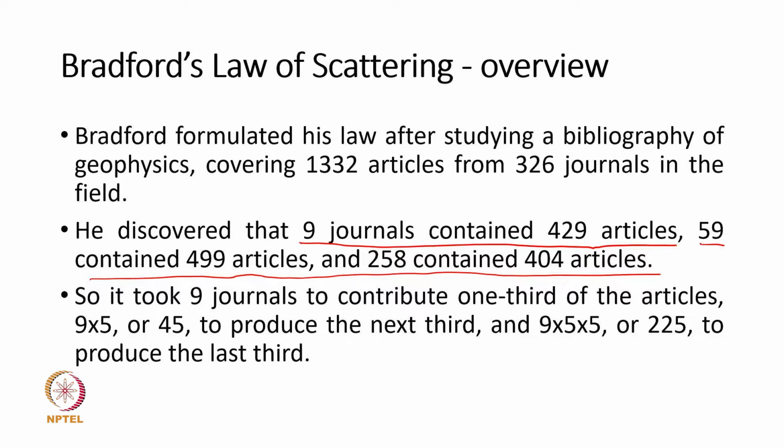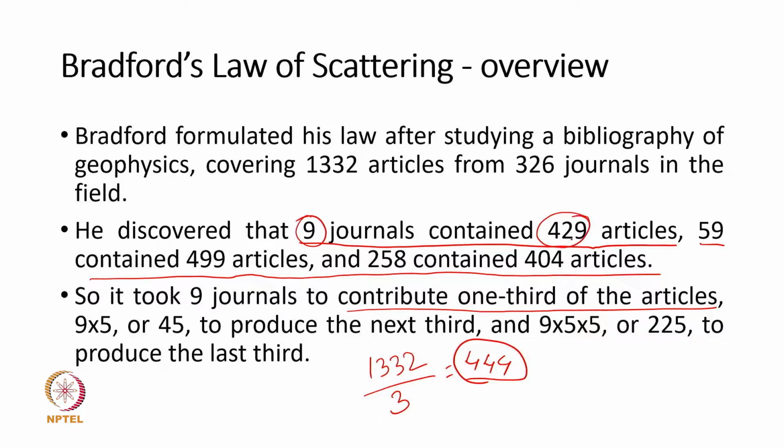Based on the result he obtained, he found that 9 journals contributed approximately one third of the articles, because the total number of articles is 1332. This divided by 3 is equal to 444. That means approximately 9 journals contribute 429 articles, which is approximately one third of 1332.